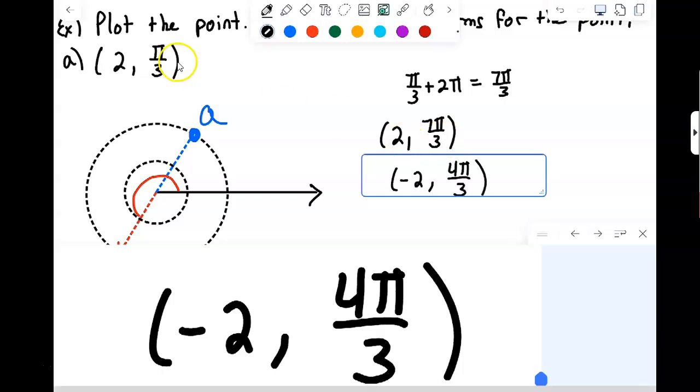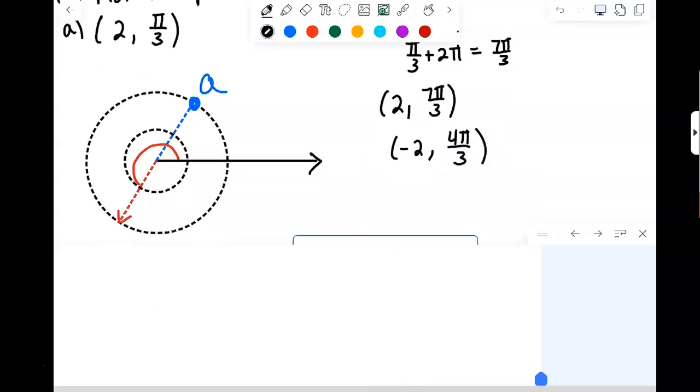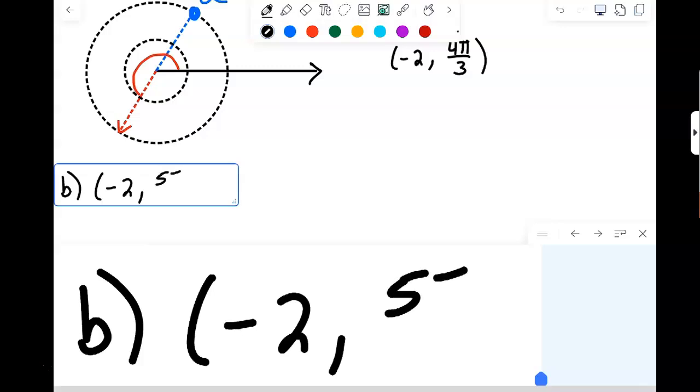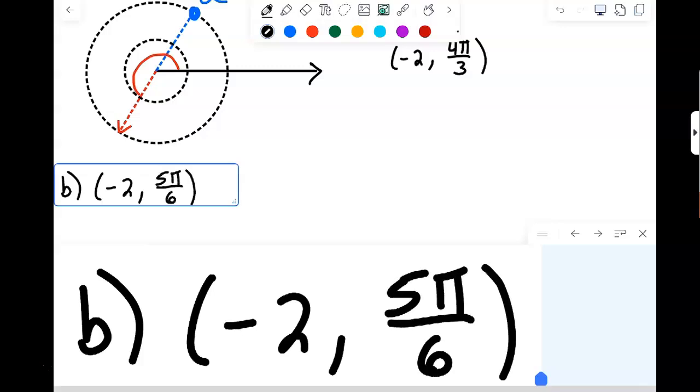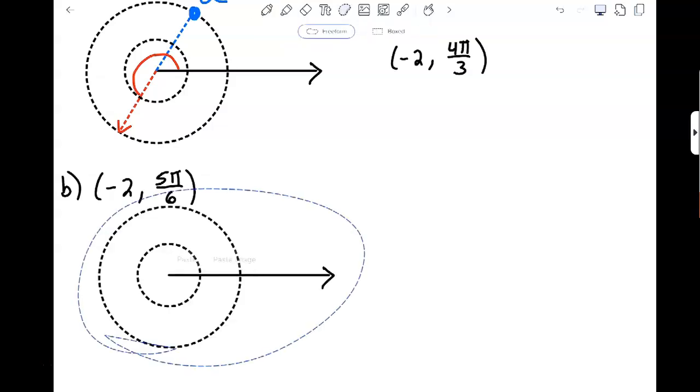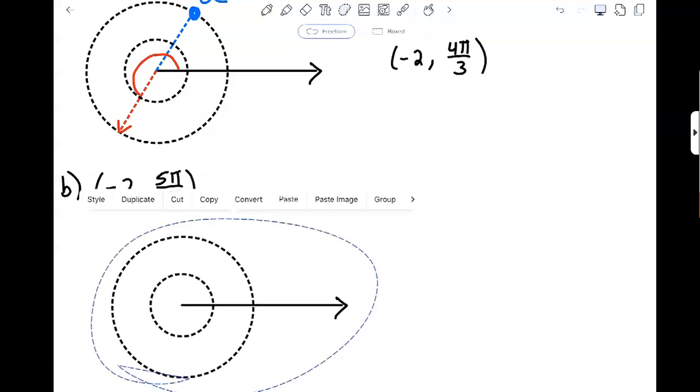Okay, let's look at a second example here. Let's plot the point -2, comma, 5 pi over 6. And once again, we're going to want to graph it, and then find two versions that are equivalent to that. So I'm just going to paste in my graph paper from before.